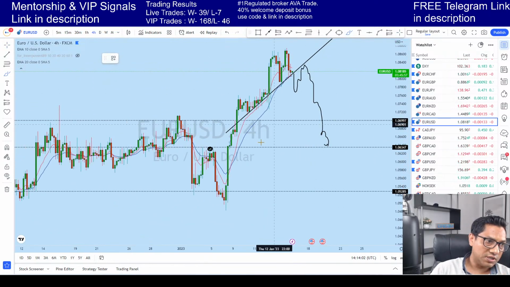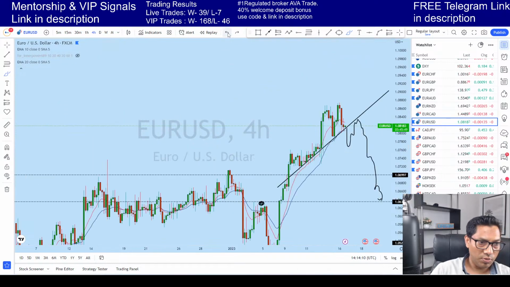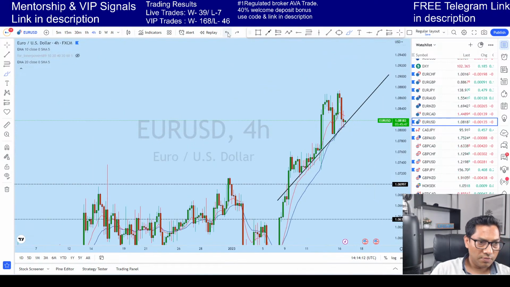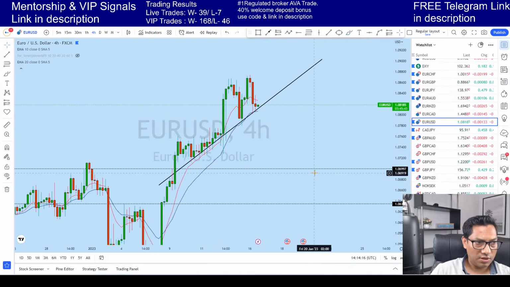In a worst case scenario, we could even see this resistance turning support here. Good case scenario or worst case scenario depends on which way you're trading. The best case scenario is that euro dollar, if it drops, will continue to drop.